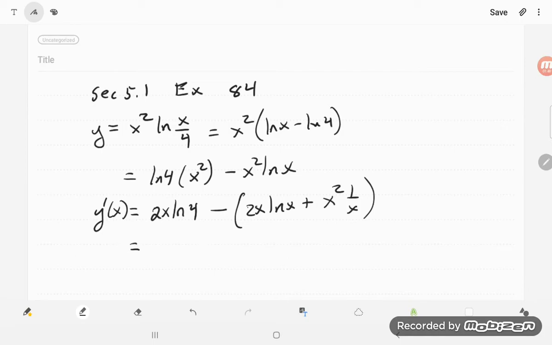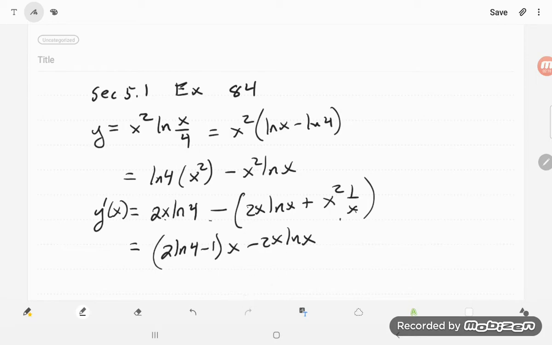And so now this is just an x here, so I have an x there and an x here. So in terms of x, that's a minus. So I have 2 log 4 minus 1 all times x, and then minus 2x log x. Okay, so we have that.